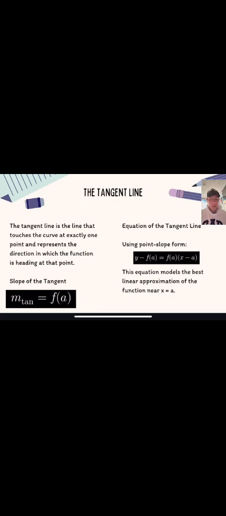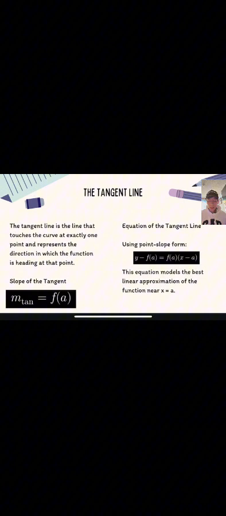The tangent line. The tangent line is the line that touches a curve at one point, and represents the direction in which a function is heading at that point. The slope of the tangent, m tangent, equals f prime of a. The equation of the tangent line is y equals f(a) plus f prime of a times (x minus a).